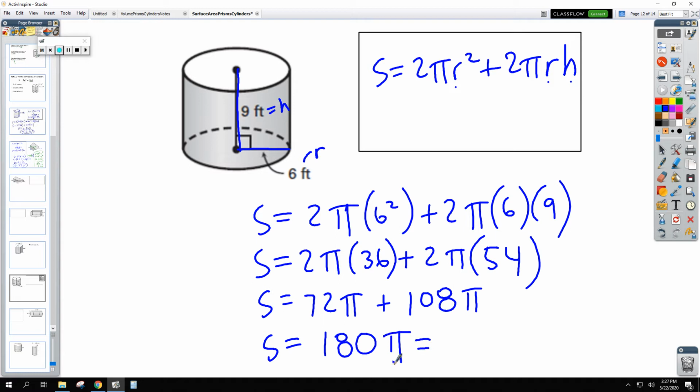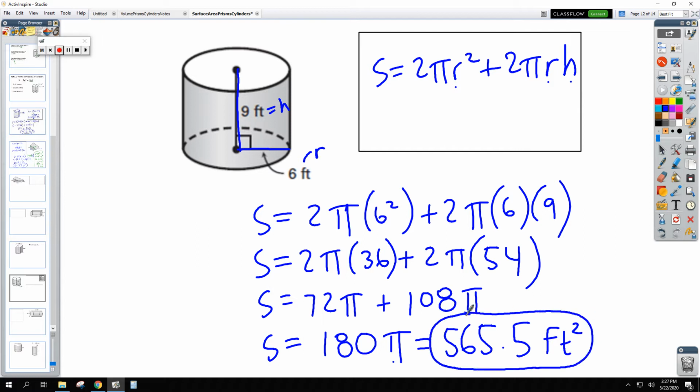I'm going to go ahead and multiply this out. Again, I said use the symbol pi to get the most accurate answer here. So 180 times the symbol pi, I'm getting 565.486, and if we round correctly, 565.5. Surface area, so labeling this, square feet. Surface area of that cylinder, right there.